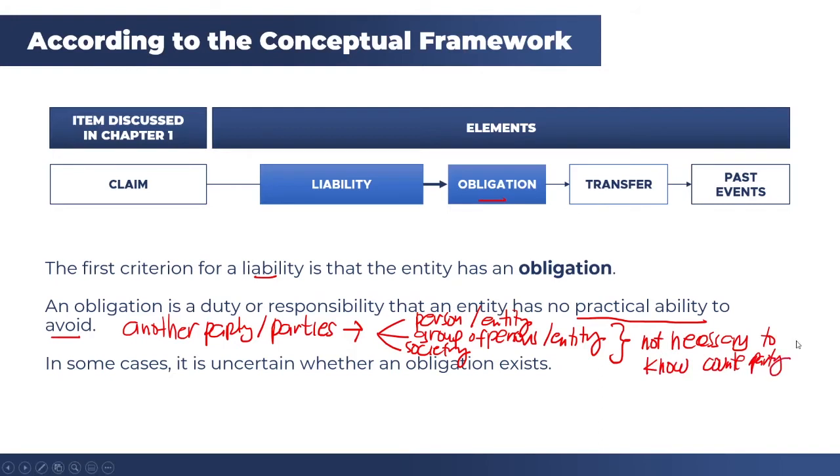Sometimes it is uncertain whether an obligation exists. For example, if another party is seeking compensation for an entity's alleged act of wrongdoing, it might be uncertain whether the act occurred, whether the entity committed it, or how the law applies. Until that existence uncertainty is resolved, for example, by a court ruling, it is uncertain whether the entity has an obligation to the party seeking compensation and consequently, whether a liability exists.